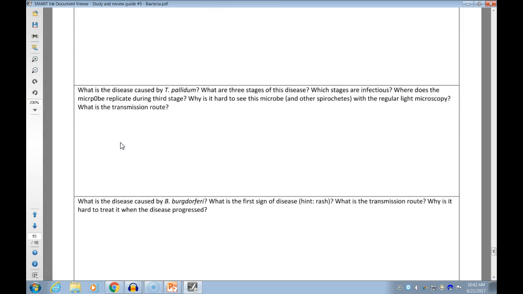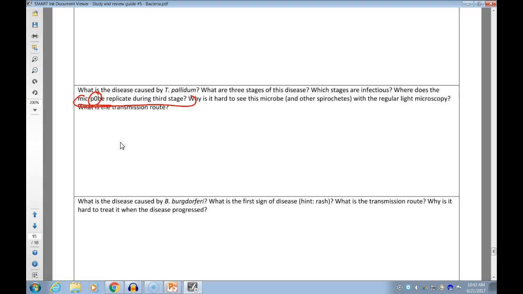Treponema pallidum. Syphilis. What are the 3 stages? Number 1, number 2, number 3. Primary, secondary, tertiary. Primary, chancre, infective. Secondary, mostly rash, infective. Tertiary, deep tissue infection, non-infectious.